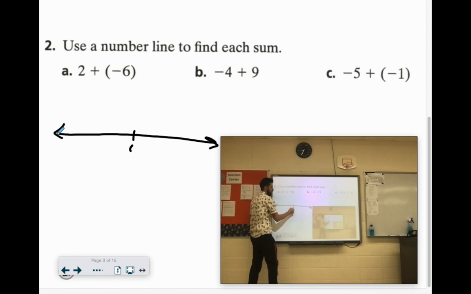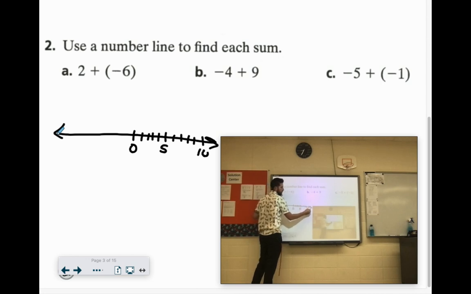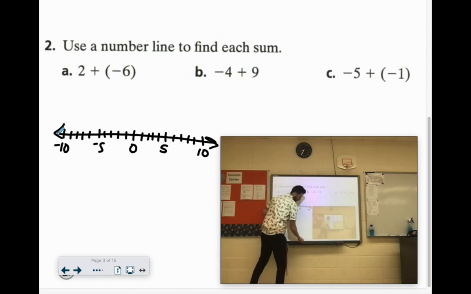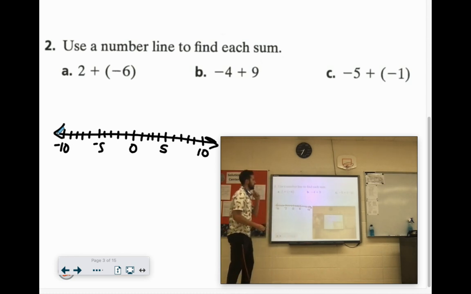0, 1, 2, 3, 4, 5, 6, 7, 8, 9, 10. We'll go 10 in each direction: 1, 2, 3, 4, negative 5, 1, 2, 3, 4, negative 10. All right, so we'll do the first one in red here.